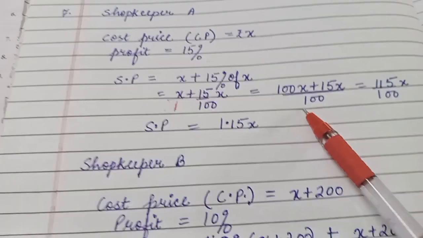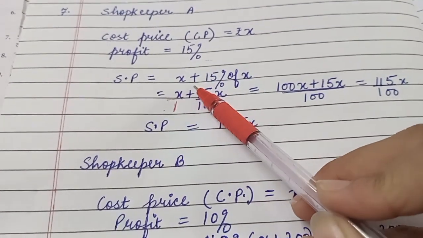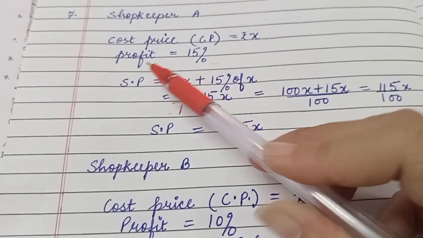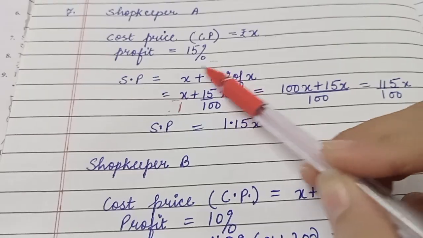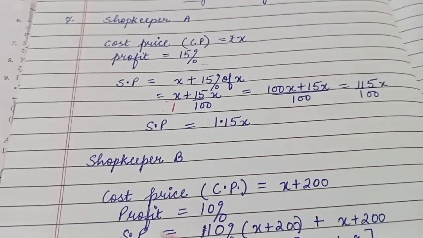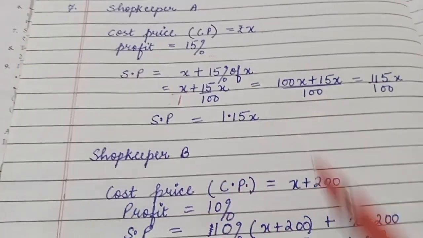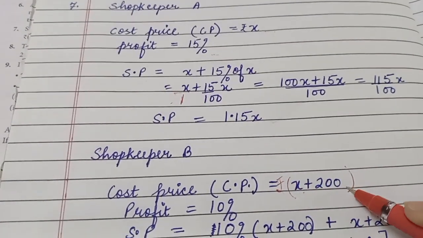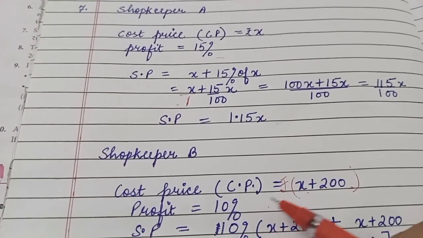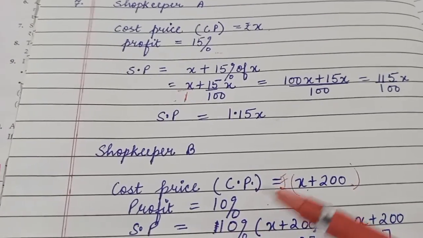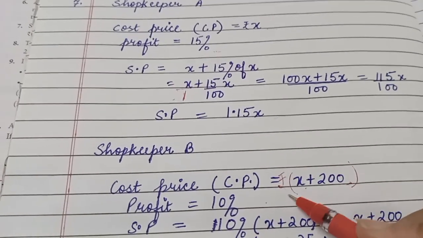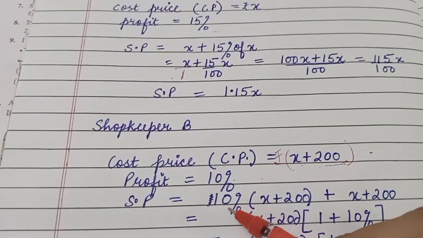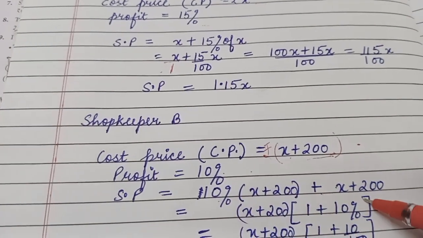Okay, why have we added, do you get that? Because it is a profit, therefore we add. If there would be a loss, from here we would subtract. For shopkeeper B, the cost price was given, and what was that? The rupees X plus 200. Again the profit is given, so how to find the selling price? Selling price will be equal to the cost price plus 10% of cost price. So 10% of cost price plus the cost price.